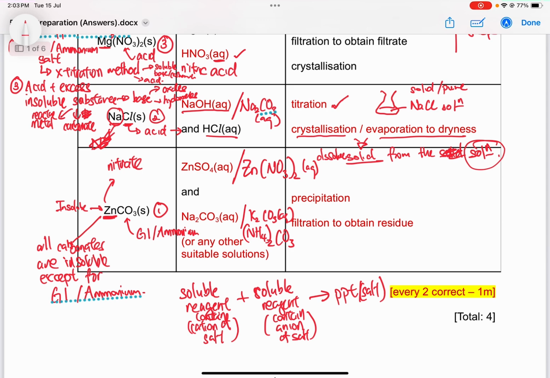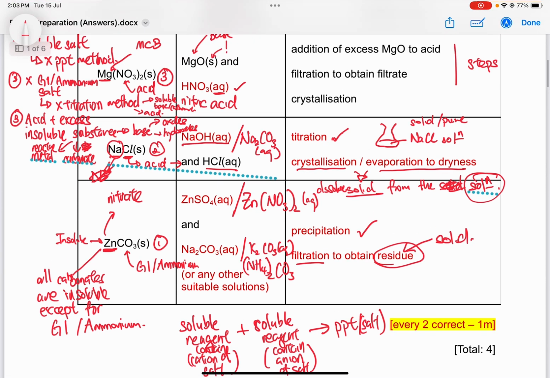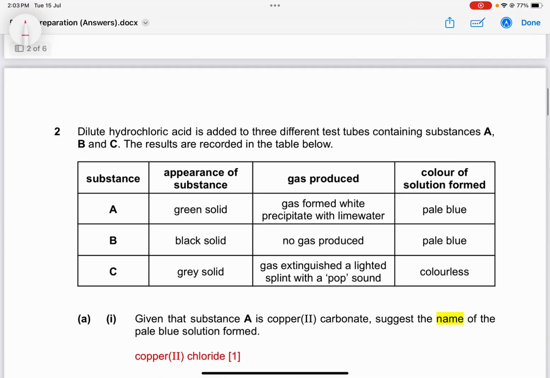And of course, you know that this is called the precipitation method. So first thing is, of course, precipitate the salt out. And next is to do filtration and obtain the residue. So residue is the solid. Okay, so take note of this first one. This first one is actually a very good overview in terms of your salt preparation method. Okay, let's go on next.